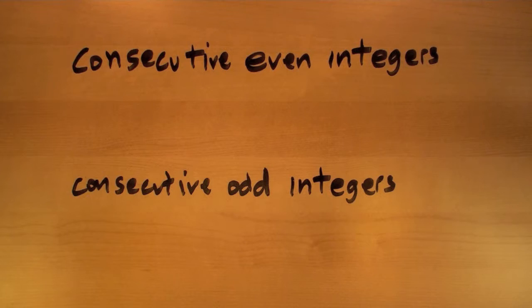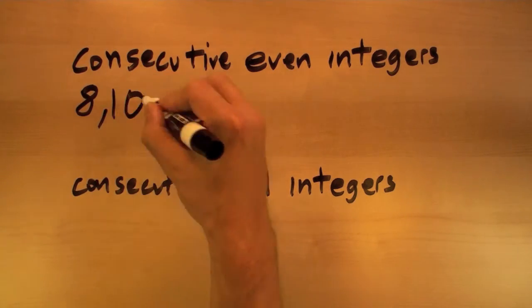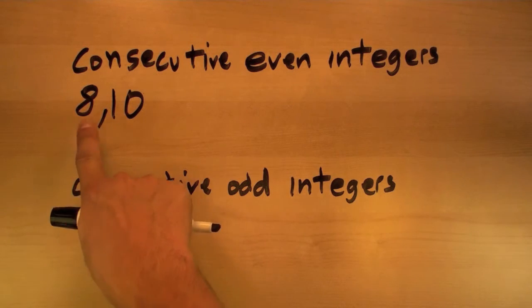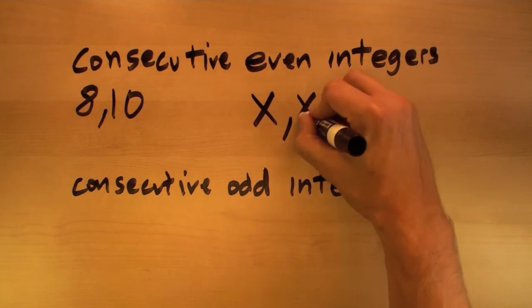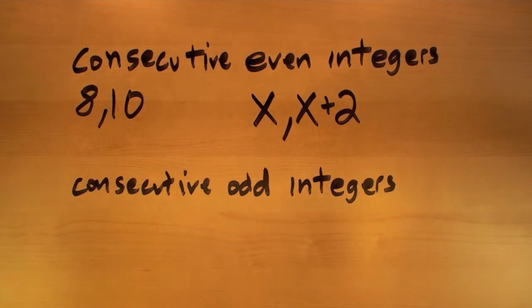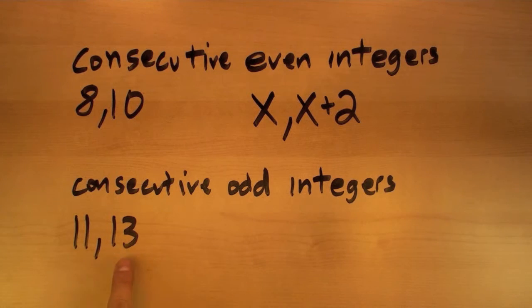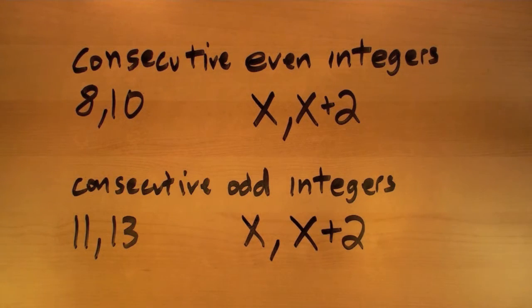Sometimes a problem will talk about consecutive even integers or consecutive odd integers. So consecutive even integers would be like 8 and 10. So notice how you get from one even integer to the next consecutive even integer, you add 2. So the way we would represent these unknown values is with x and x plus 2. For consecutive odd integers, these would be numbers like 11 and 13. From one odd to the next odd, how do you get from one odd to the next one? Still you add 2. So for consecutive odd integers, we also represent them as x and x plus 2.